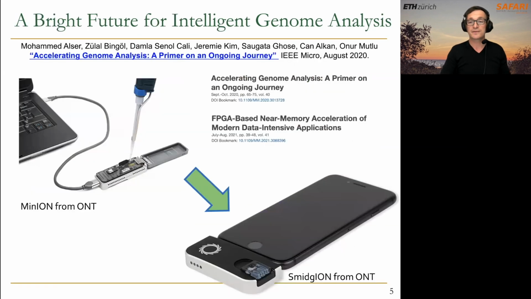I believe there's a bright future for this because today we have these devices that are very capable of generating genomic data, but we need to make them intelligent and enable them to actually process the data efficiently and scalably. For this, we need across the stack hardware, software co-design, algorithm, architecture, device co-design going into the future. And that's going to be the theme of my talk.